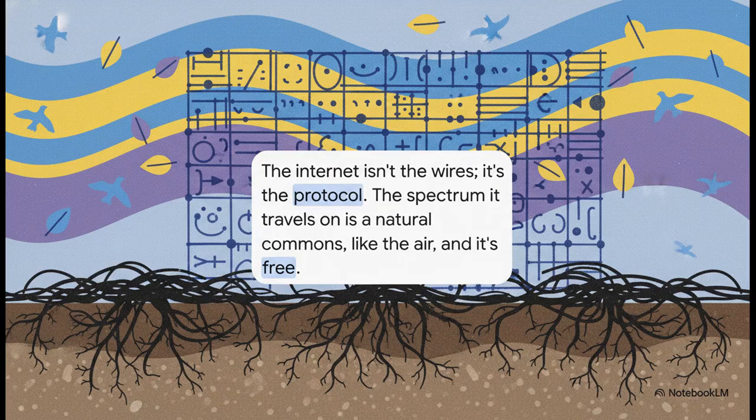Okay, so think about it. The internet isn't really the wires in the ground, right? That's just one way to get it. No, the internet is the protocol. It's the set of rules for how information gets structured. And the radio waves and light that carry all that data, that's the electromagnetic spectrum. It's a natural resource, just like the air we breathe. It's been around way longer than any company, and you know what? It doesn't charge a dime for delivery.